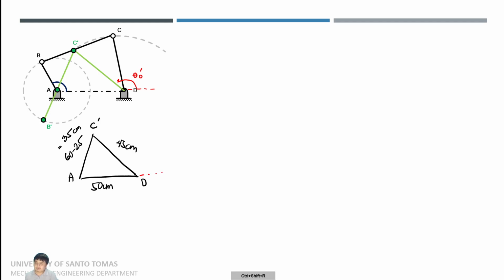Now we want to find this angle right here, which is theta D prime, relative to this angle right here. Since we know this will be a full 180 degrees, we can say that this is 180 degrees minus theta prime D. So how do we solve for this now? We can use the cosine law.